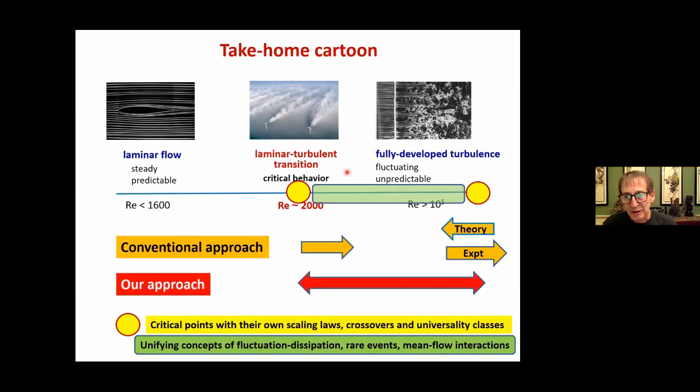So what have I told you? What I've shown you in today's lecture is that when we're looking at the regime after the laminar-turbulent transition and into the fully developed turbulence regime, the behavior is really controlled by two critical points, one at infinite Reynolds number, and one that controls the critical behavior. Each of these critical points has its own scaling laws, crossovers, and universality classes. In this regime, we can understand some of the behavior by using these concepts of the fluctuation dissipation relation, and then things that I've mentioned but haven't had time to talk about: rare events and statistics, extreme value statistics, and mean flow interactions, about which I said something yesterday.